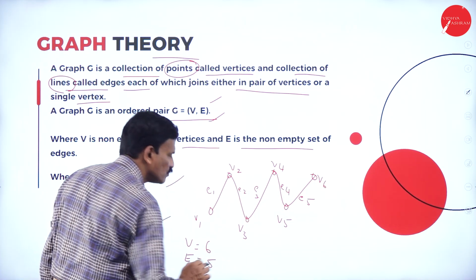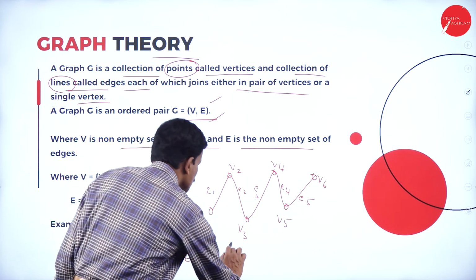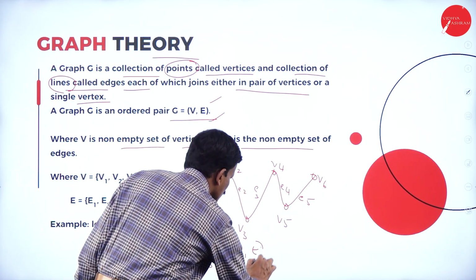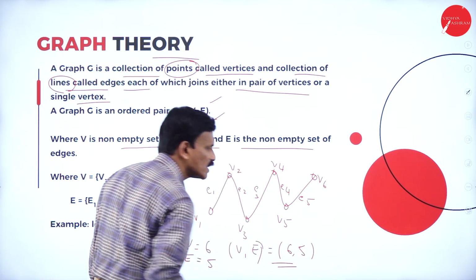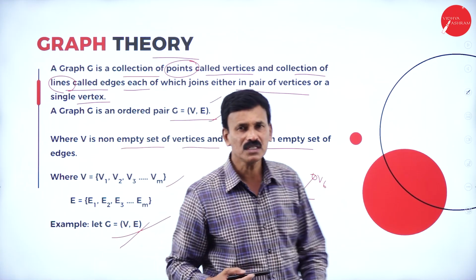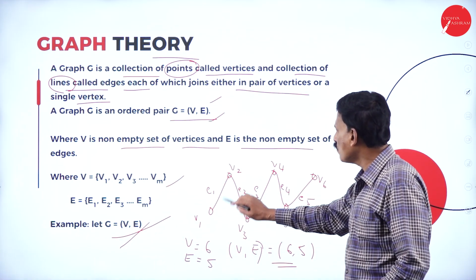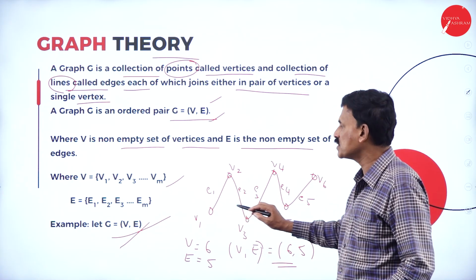E1, E2, E3 are called the lines. So the collection, that is V comma E, is nothing but an ordered pair 6 comma 5. This is called a graph. So this is a simple example for a graph. It contains vertices as well as lines, and the lines are called the edges.